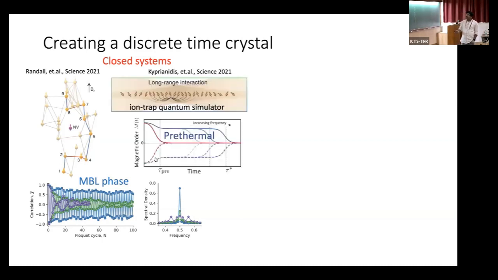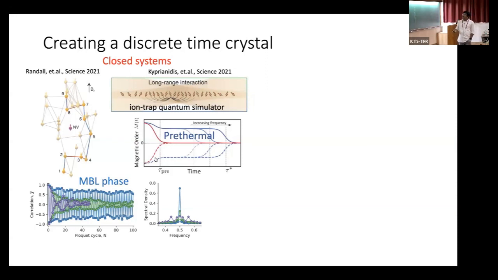Another paradigm is called pre-thermal discrete time crystals, where you have a long-range interacting system such as an ion trap quantum simulator, and you drive the system very fast, at very high frequency. In this way, you separate out a few time scales: one is the thermalization time scale, and the other is the pre-thermalization time scale. In between, you have a sustained oscillation, which will eventually decay, but the decay time increases as you increase the driving frequency. As far as I understand, what is happening is that the system is not following the driving frequency, and that's why you have this pre-thermalization.